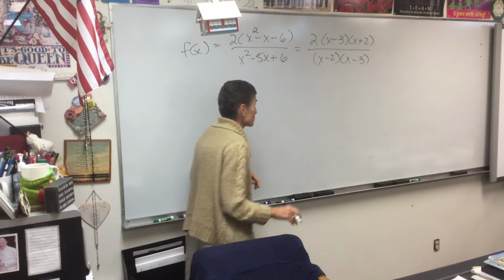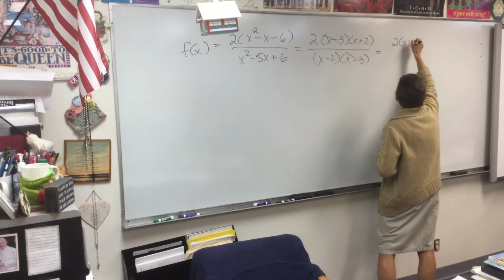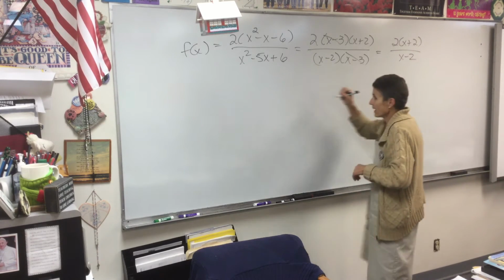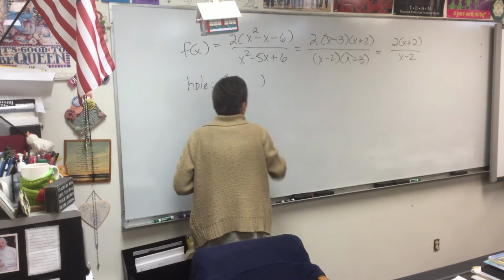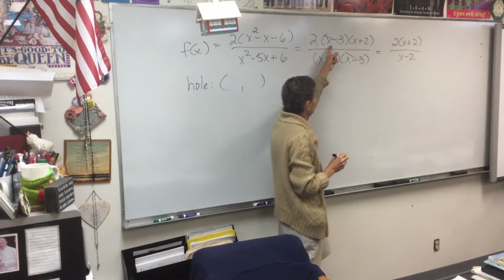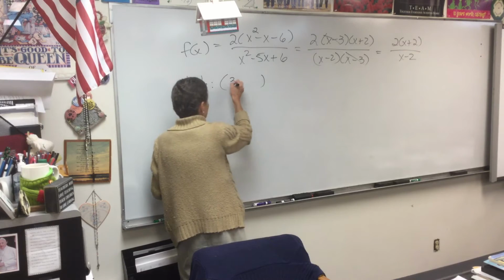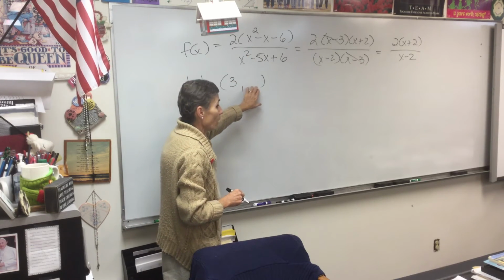Okay, something happens. What happens? There's a hole. We're going to have a hole. That was not in our first example, but here it is. Where will that hole be? It'll be where x is what canceled. At positive 3. The hole's going to be at positive 3. That's what canceled. Now, how do I get the y coordinate?